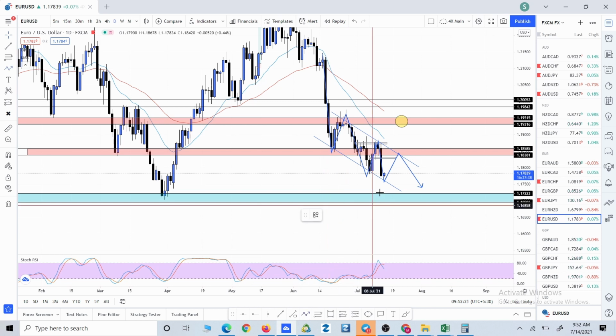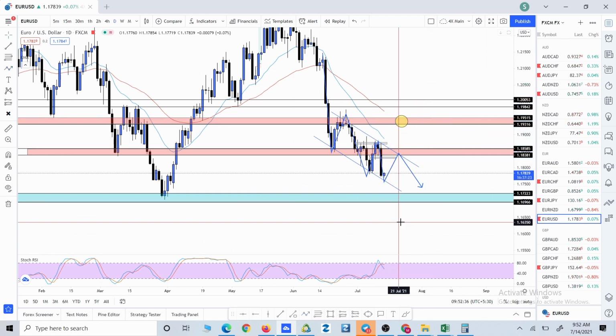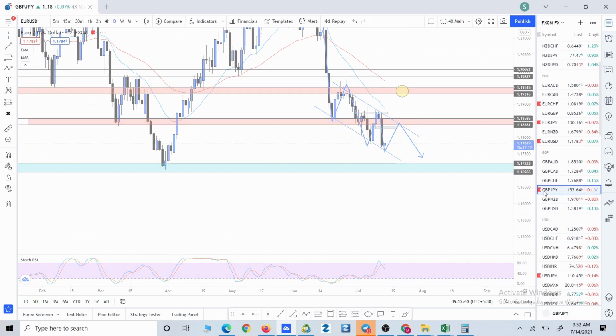If the price closes above this previous zone, in that case, I will not be looking for a shorting opportunity, but I'll be looking for this break and retest to go long. So let's see, guys, what happens, what kind of price action we see in the market.